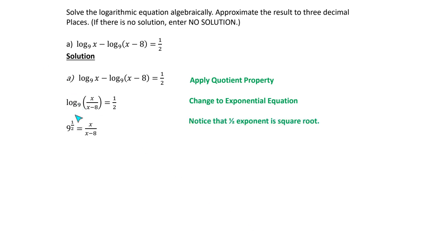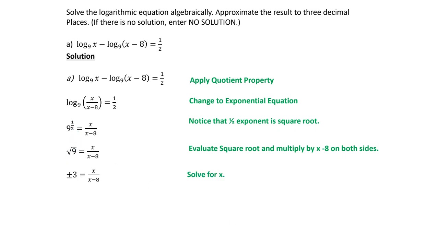So my base is 9. The log is equal to a half. That means that half is a power, or the exponent. And then we have x divided by x minus 8. 9 raised to the half is the same as the square root of 9. And so we can continue there. So we get plus or minus 3.